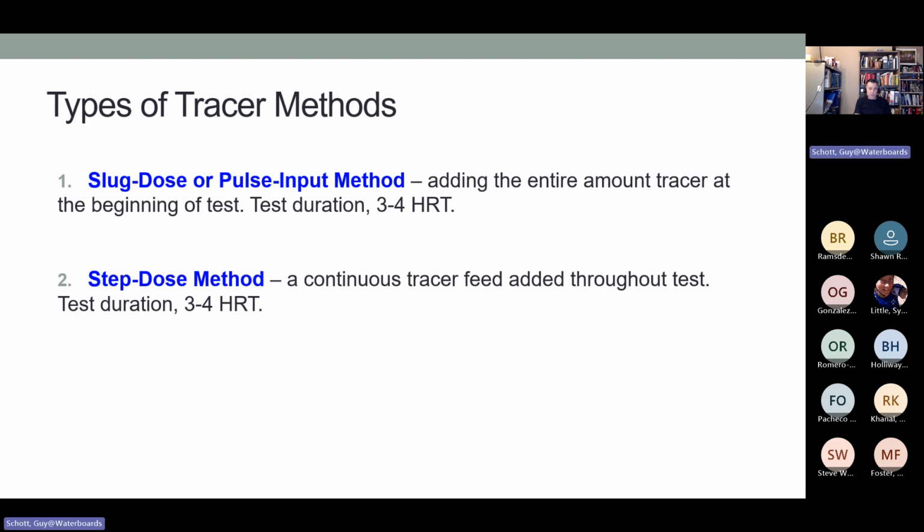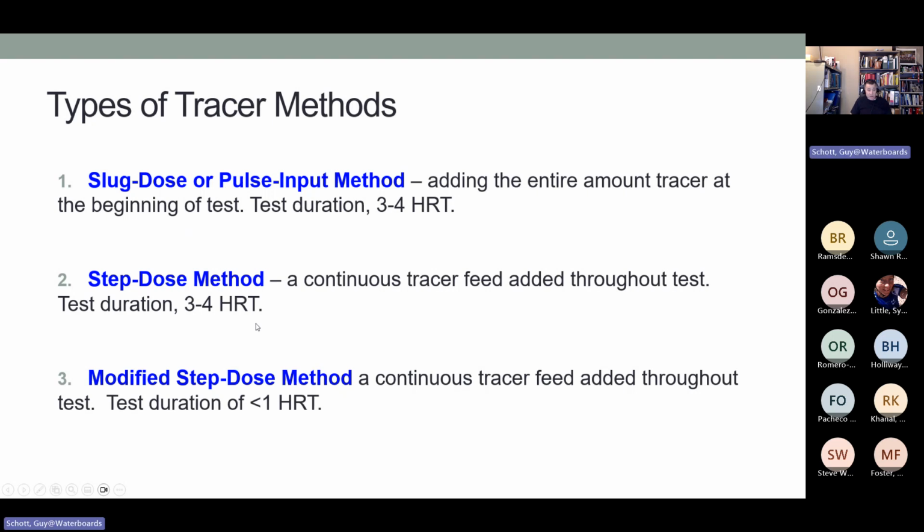And then a third test that I developed years ago is what I call the modified step dose method. It's like the step dose, which is a continuous tracer feed added throughout the test, but the test duration is less than 1 hydraulic residence time. And this is the method that we'll be using for Bass Lake next week.